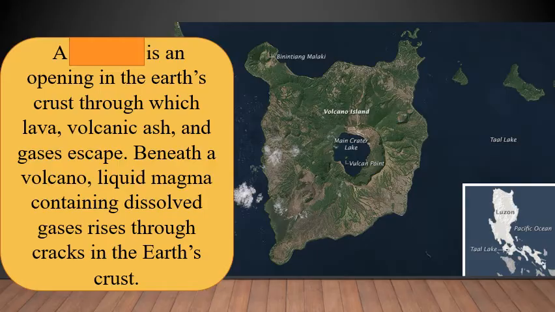Do you know what this landform is? Very good. It is a volcano. A volcano is an opening in the Earth's crust through which lava, volcanic ash, and gases escape. Beneath a volcano, liquid magma containing dissolved gases rises through cracks in the Earth's crust.